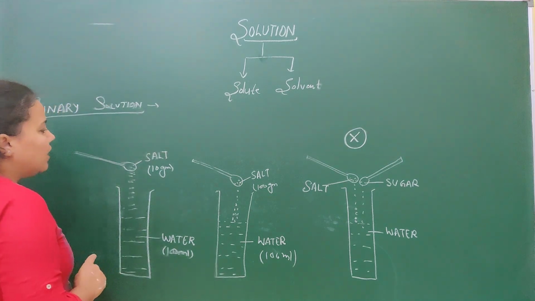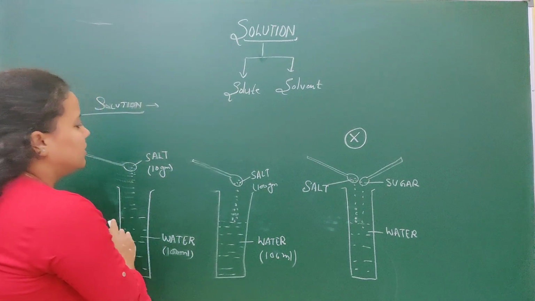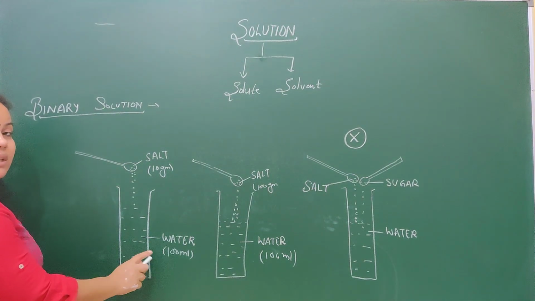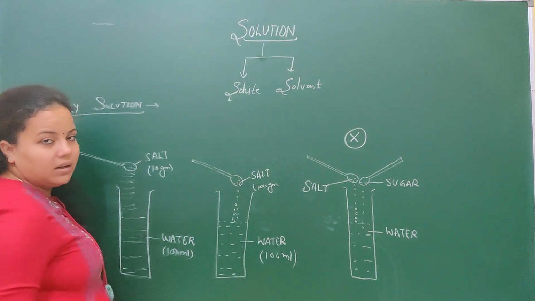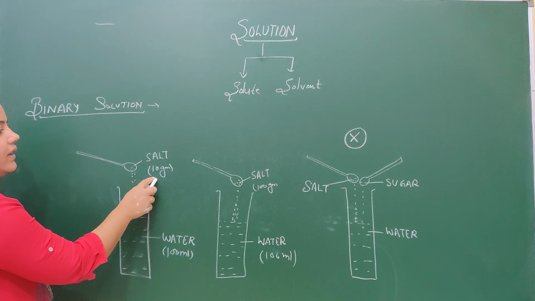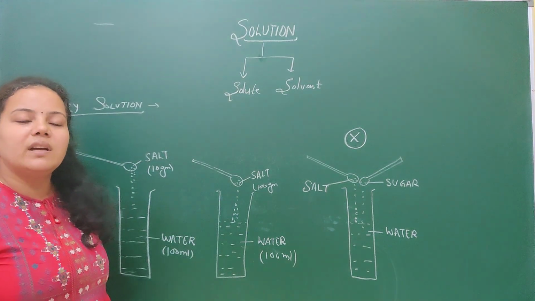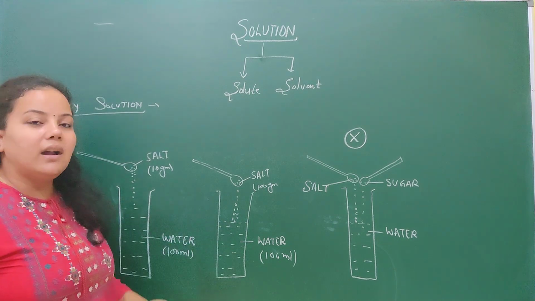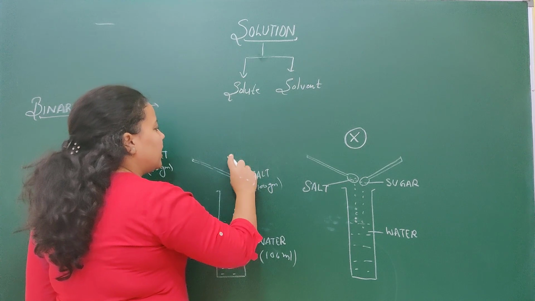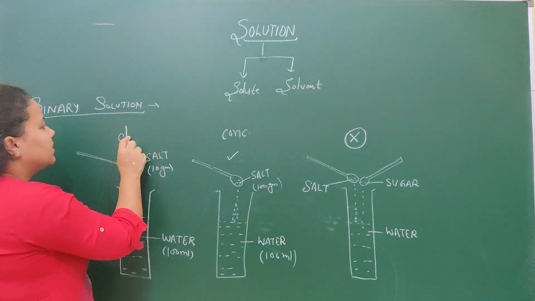Right? Now suppose, we are forgetting this. Now just focus here on these two diagrams. Number one, we have taken 100 ml water. In the second case also we have taken 100 ml water. Now here I am dissolving 10 gram of salt in 100 ml of water, and here I am dissolving 100 gram of salt in 100 ml of water. Now I can say that this particular solution is concentrated and this one is dilute.